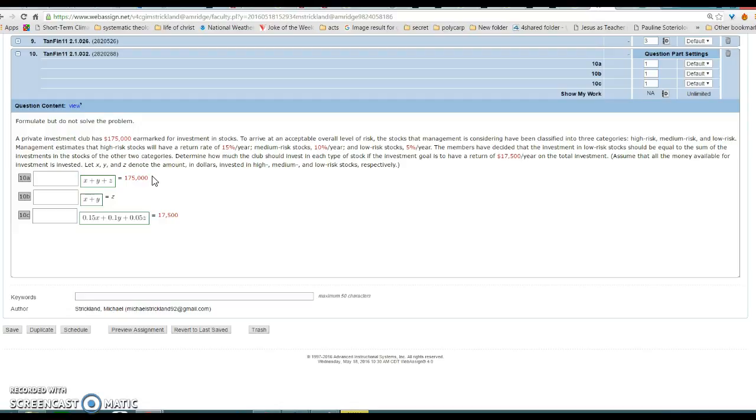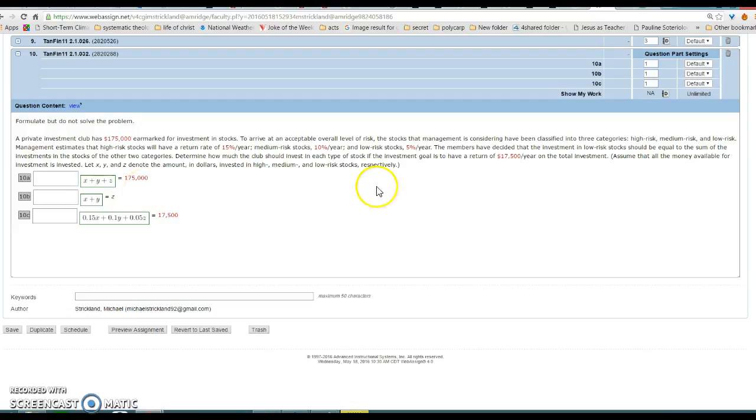The second equation comes from the fact that they want the low risk investments, which would of course be Z here, to be the same as the sum of the other 2. Well, remember that's high risk and medium risk, that's X and Y. So the sum of them would be X plus Y. The sum, X plus Y, is going to be equal to the amount in the low risk, which is Z. So that's where the second equation comes from.